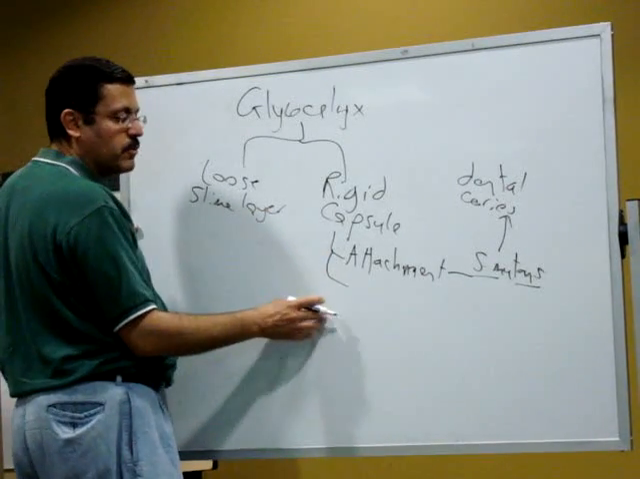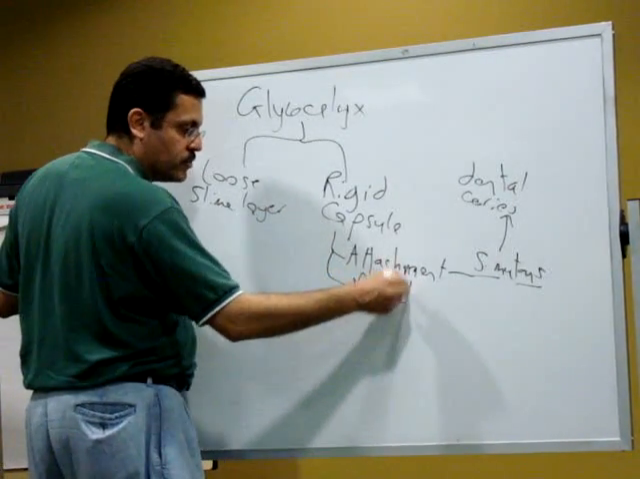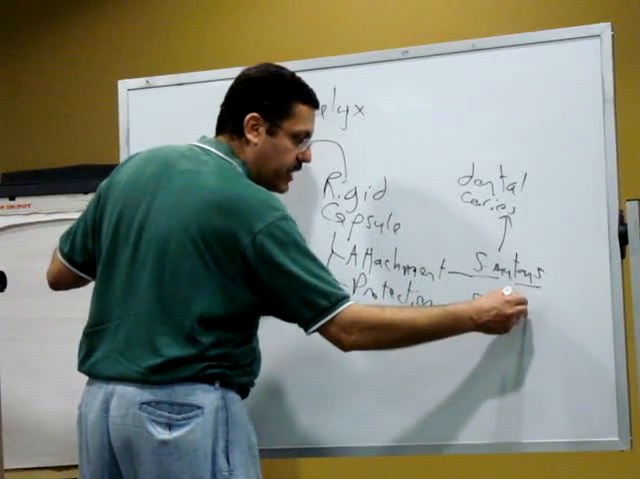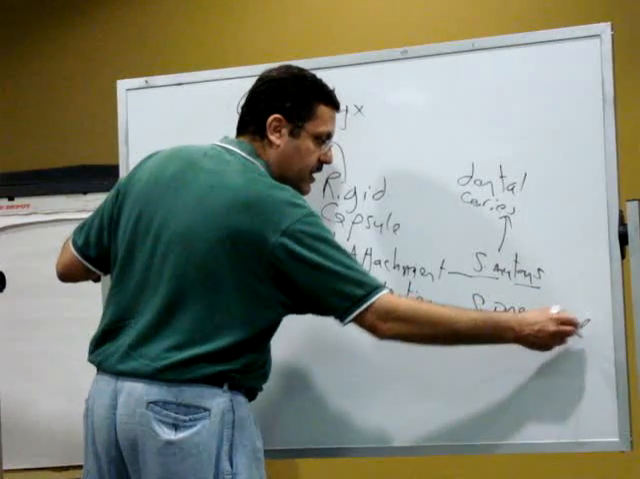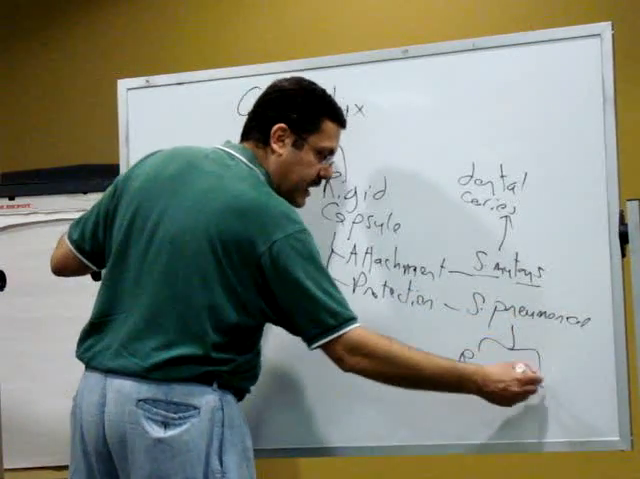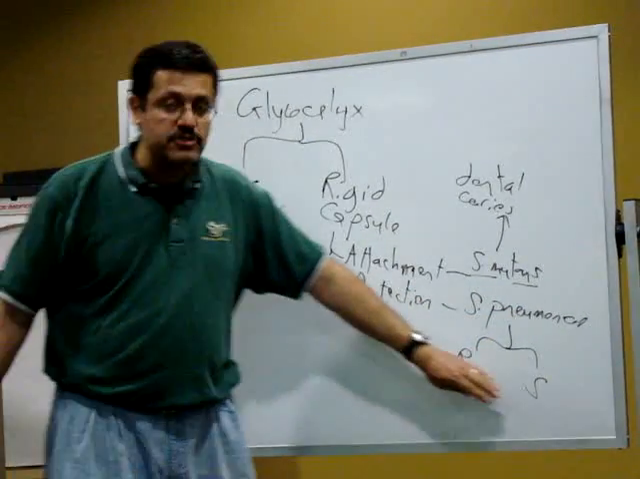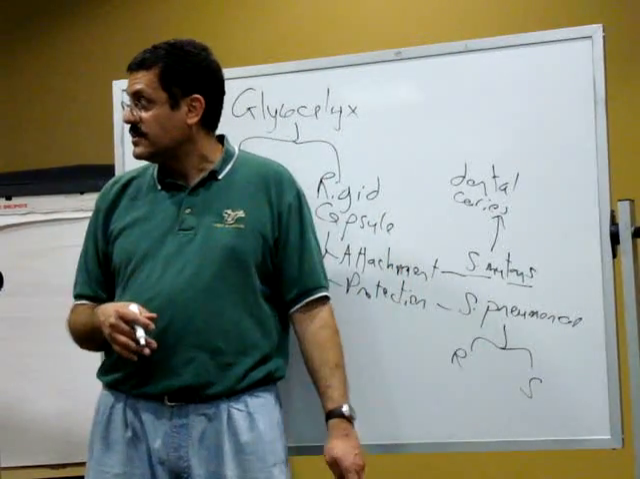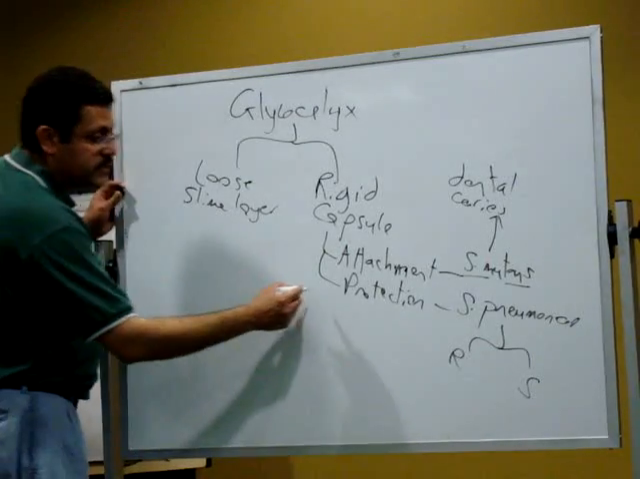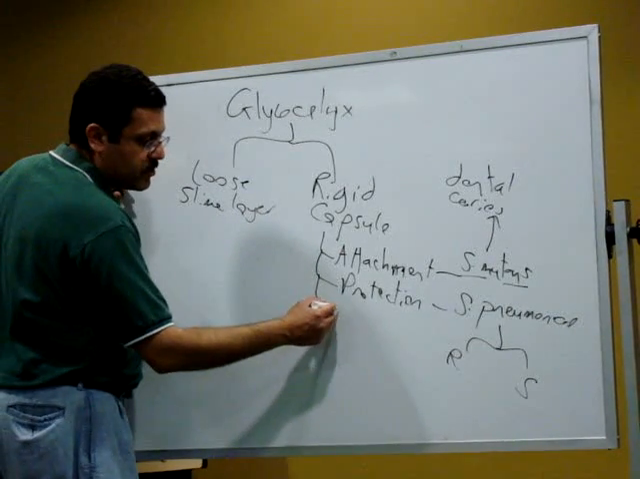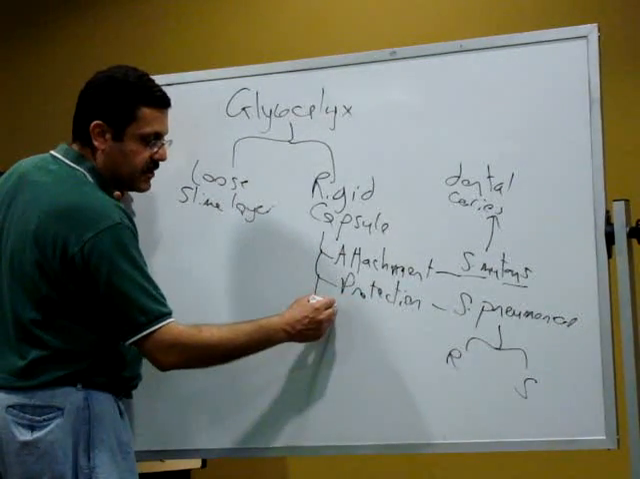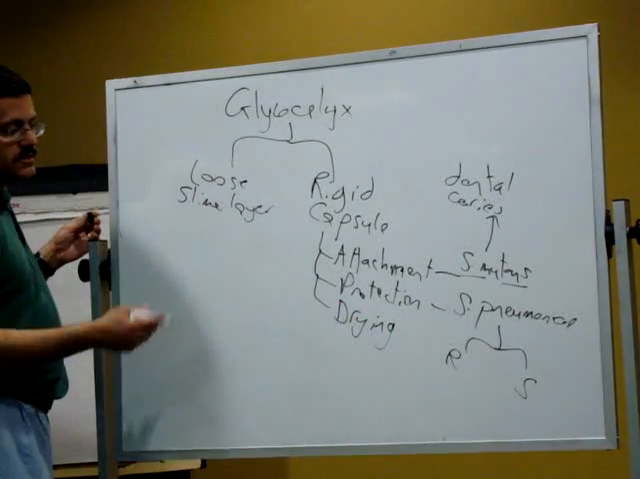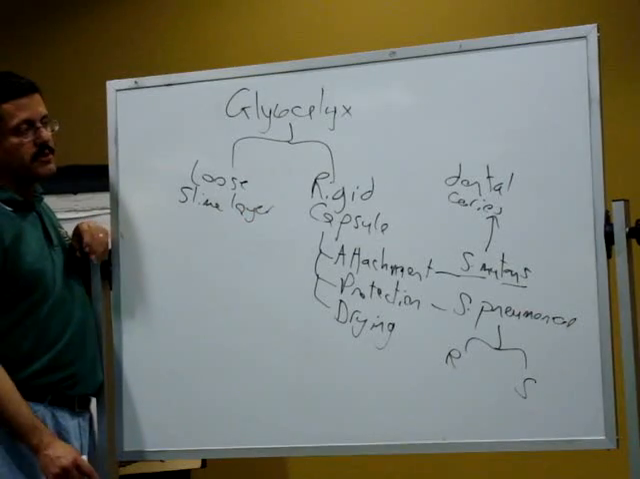Another function would be what? Protection. Right? Which organism is associated with Streptococcus pneumoniae? Here we discussed the R strain and the S strain. Rough and smooth. Rough is the one that does not have it. Smooth is the one that has it. Protection from drying. Okay? So protection from the immune system. Protection from drying. So these are the big things about the capsule.